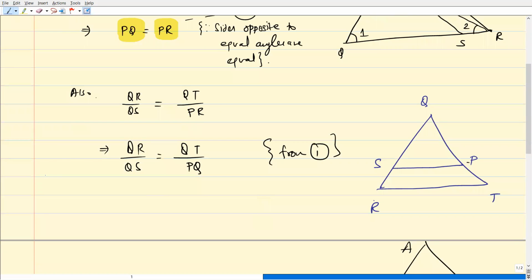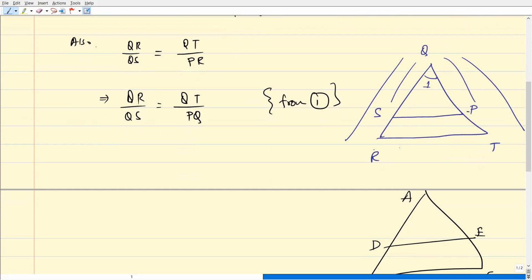Now, see here, what is it we have got? We have got QR by QS is equal to QT by PQ, and then we already know this angle 1 is common in both the triangles, right? So this will become SAS condition.